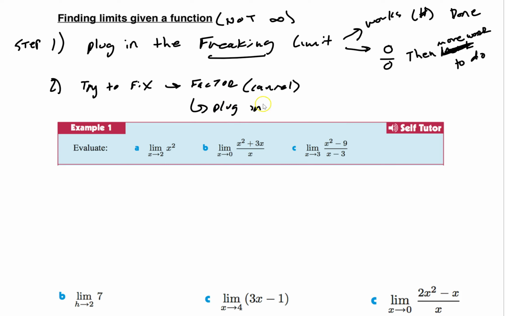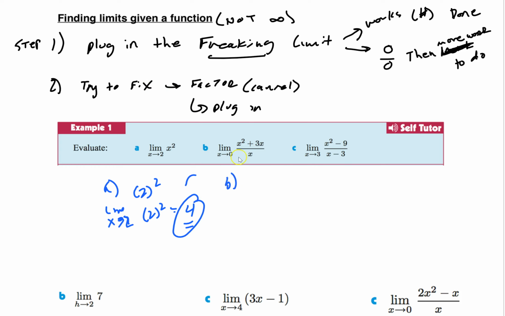So let me show you an example, or 3 examples, and then more examples. So a lot more than 3. Look at A here. Limit as x approaches 2 of x squared. So you know what I do? I plug that limit in. So I'm going to get 2 squared. I should actually write this. The limit as x approaches 2. Plug it in. 2 squared. It's a 2, not a 1. And I get 4. Not 0 over 0. I'm good. That's my answer. Done. Answer's 4.